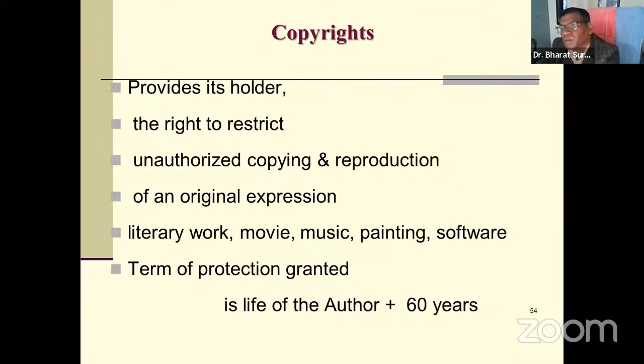Let us see what copyright is. Copyright is a bundle of rights that covers a lot of things. It provides the holder the right to restrict unauthorized copying and reproduction of an original expression: literary work, movie, music, painting. The term is the life of the author plus 60 years. Therefore, many singers are no more, but still they are getting royalty for their songs. The books you refer to for commerce, arts and so on, the author may not be there, but you are paying royalty for that. Means you are buying from someone, and indirectly the royalty goes to him.